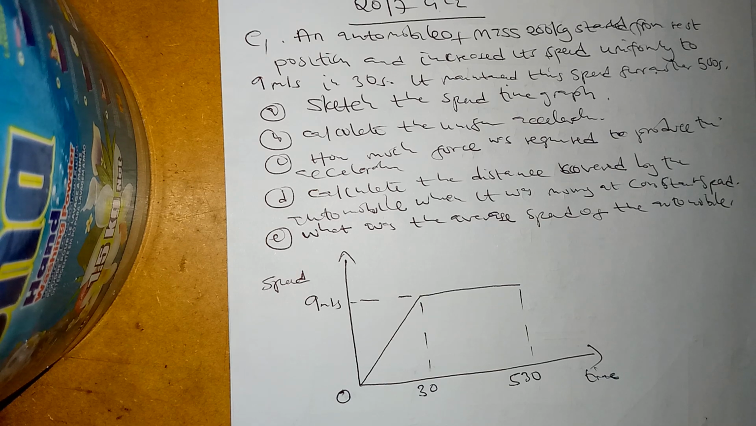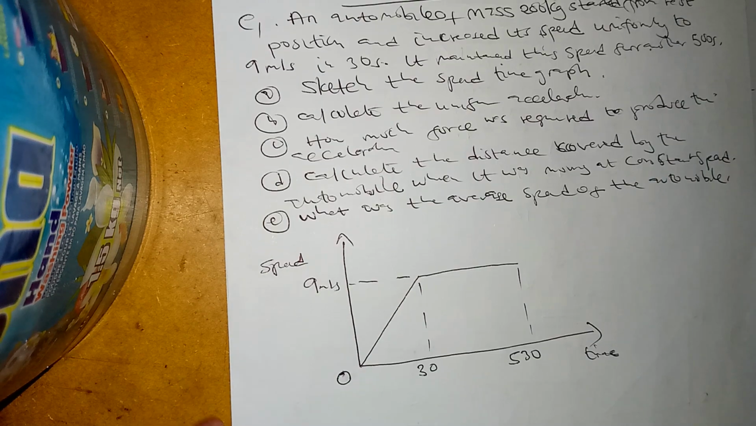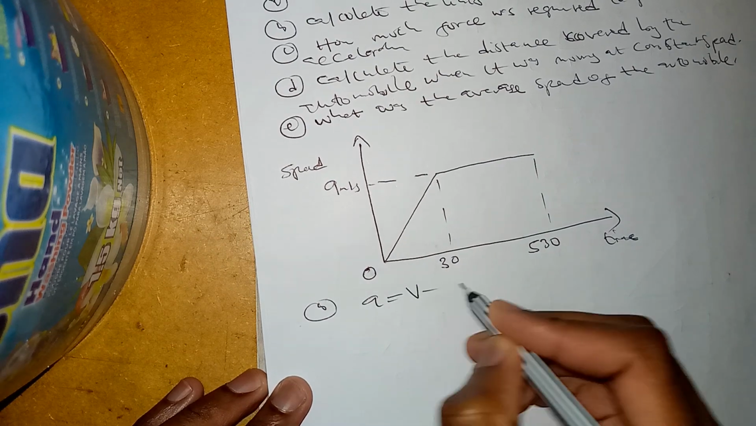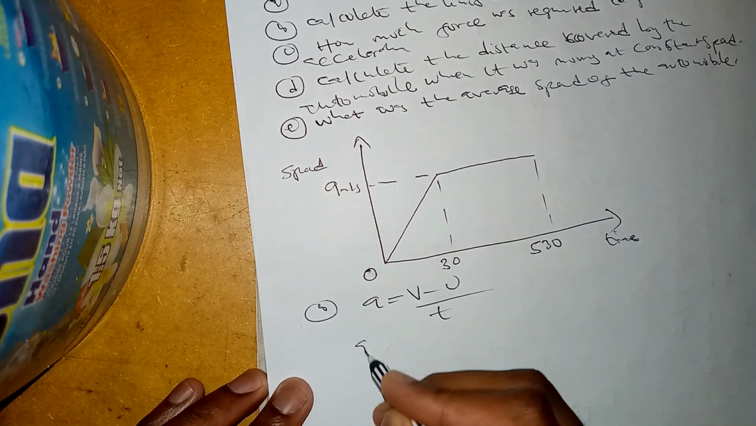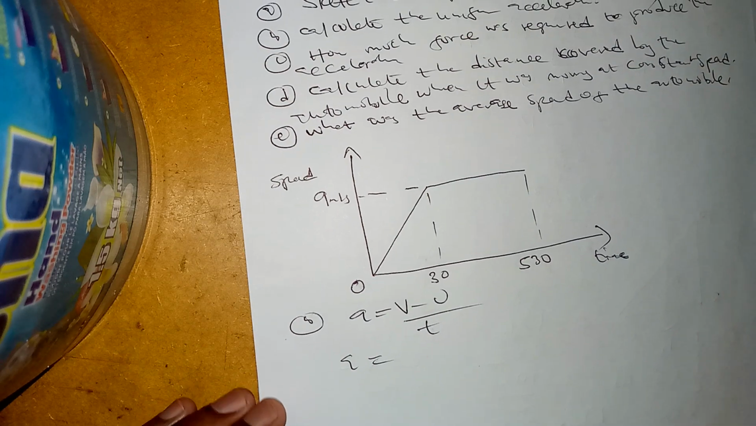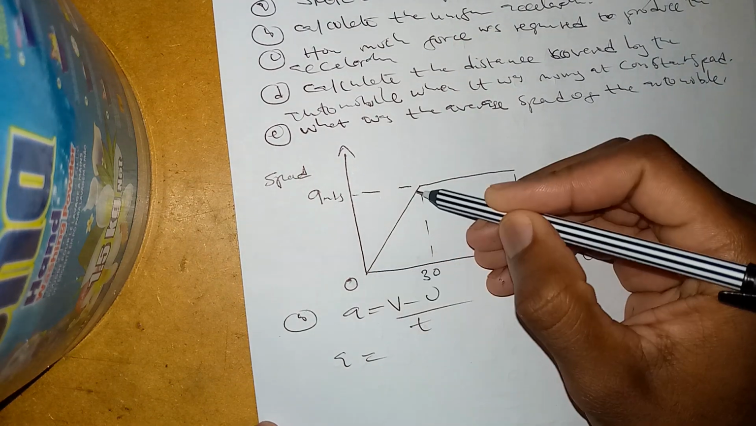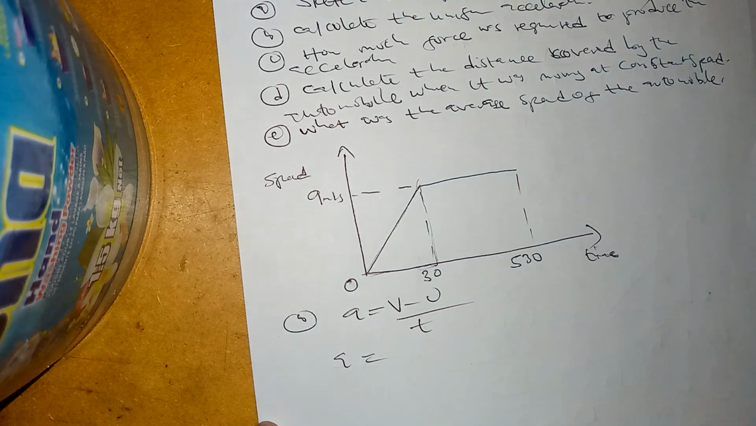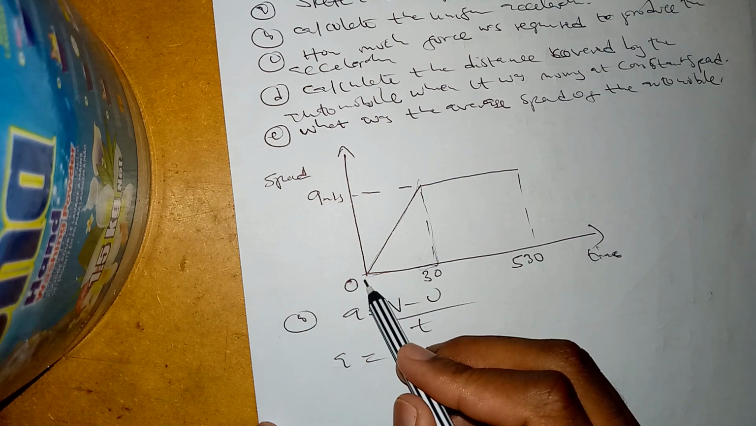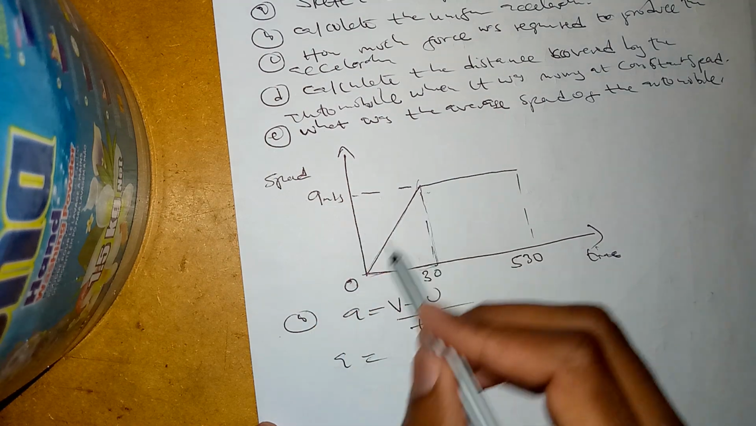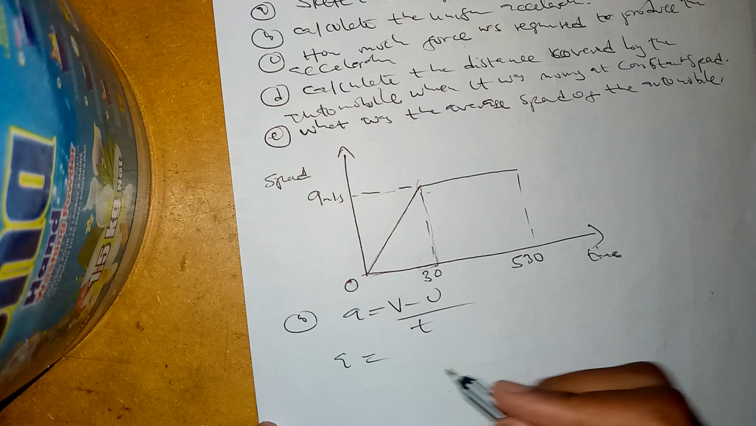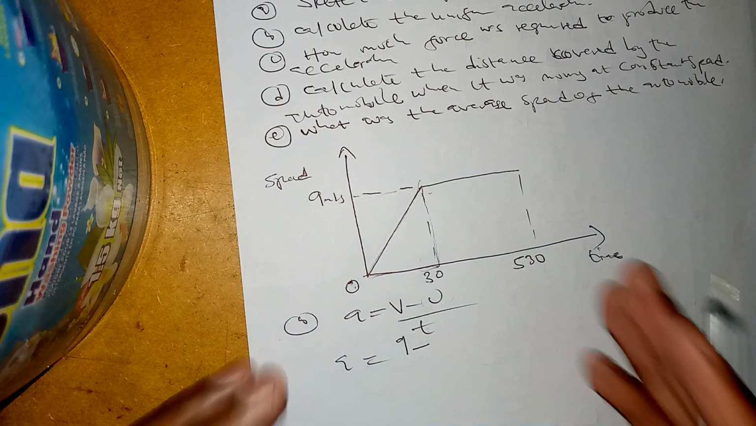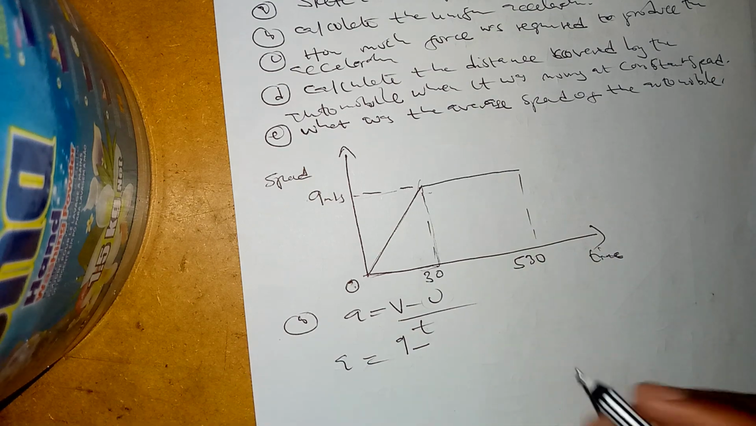B, calculate the uniform acceleration. What's the formula for acceleration? Acceleration is final velocity minus initial velocity over t. For uniform acceleration, you identify from the diagram that from this point to that point, this section, is the part for acceleration. So this is the part that we're interested in. The final velocity is the 9 there. The initial velocity, U, is the starting point, and we're told it started from rest, meaning it's 0.